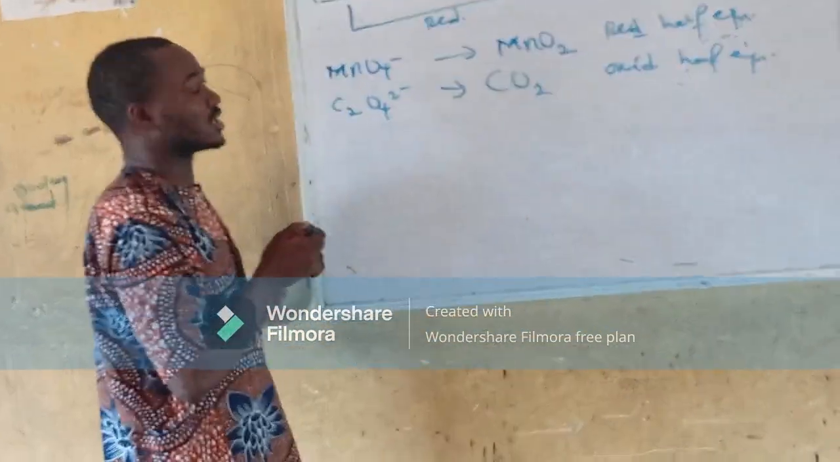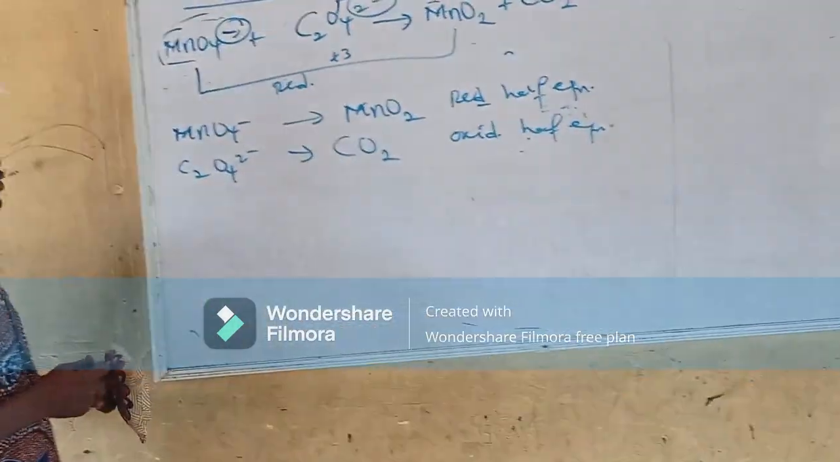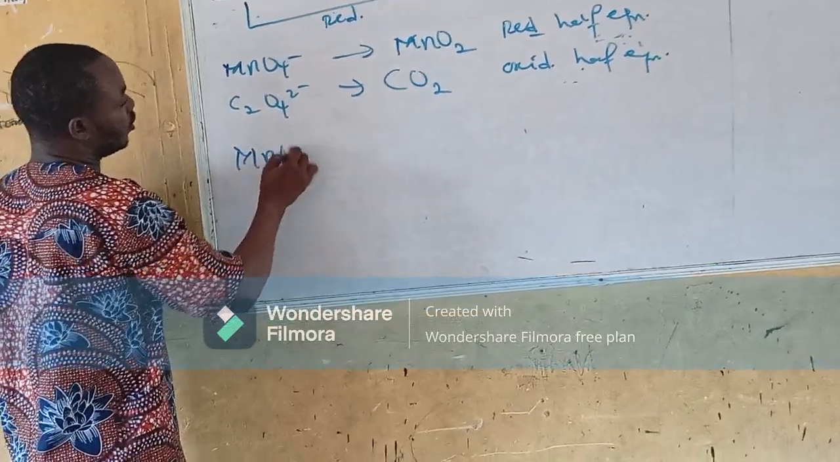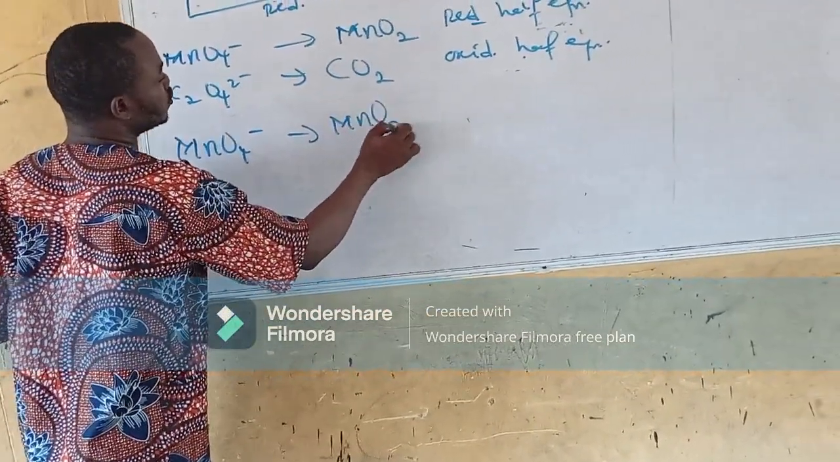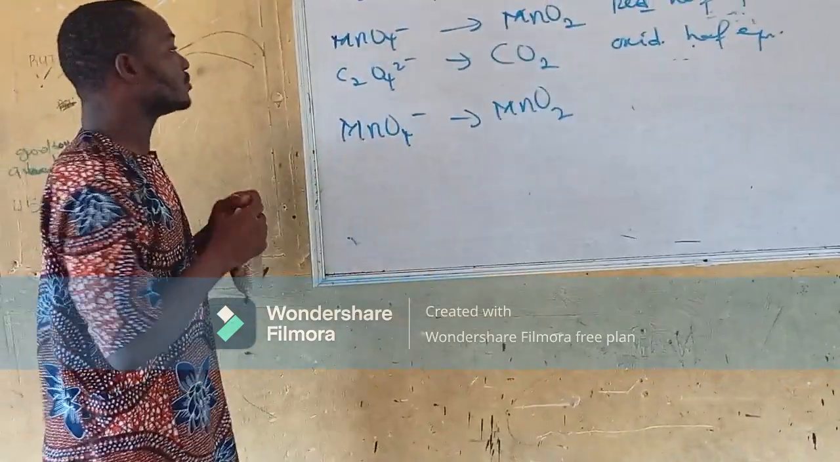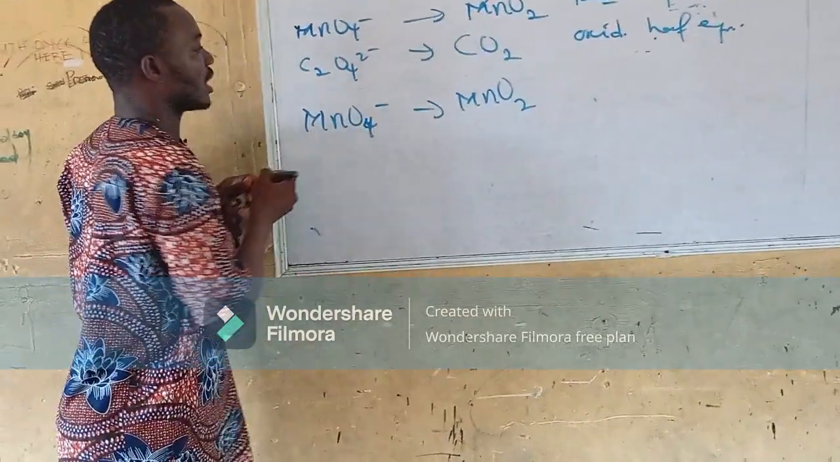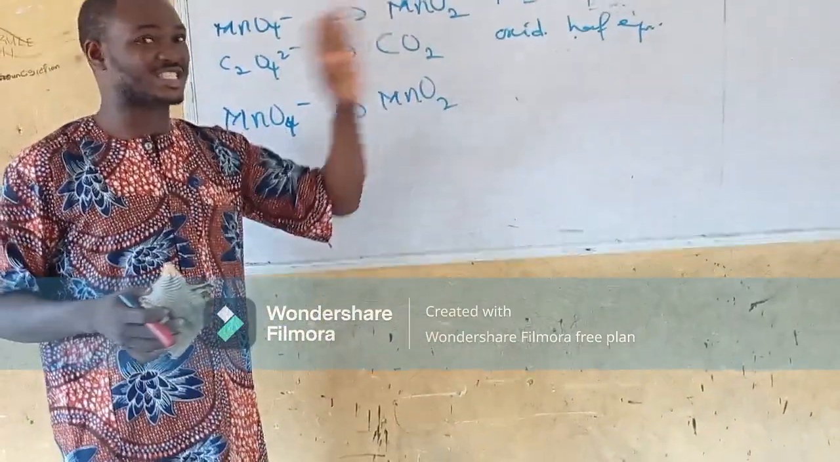Let's now proceed to the calculation to balance each of them. Now, first of all, let's balance the oxygen first. So we have MnO4 minus to MnO2. Now, if it were said to be in acidic medium, since we have 4 oxygen here and we have 2 oxygen here, you would add extra 2 water here if it's acidic medium.